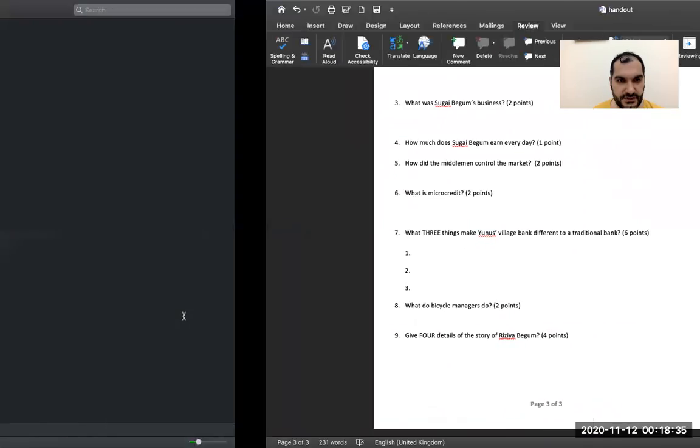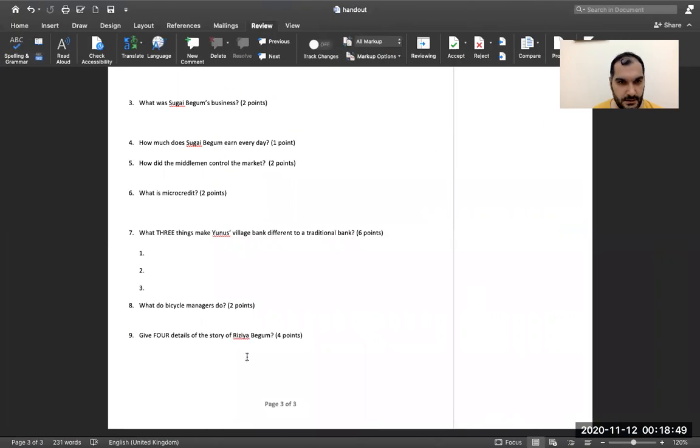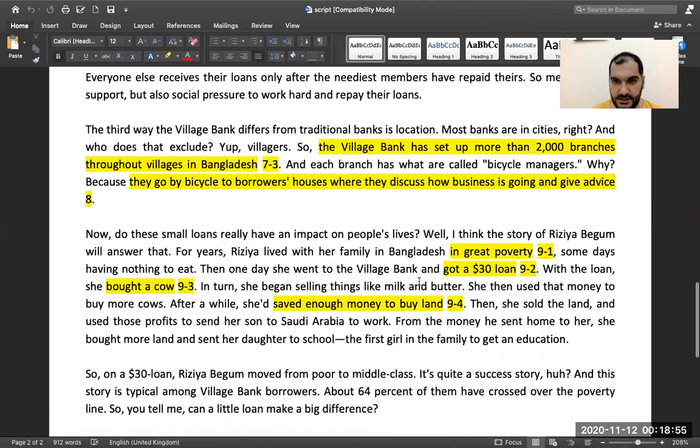And what do bicycle managers do? The bicycle managers go by bicycle to borrowers' houses where they discuss how business is going and give advice. And give 4 details of the story of Rizia Begum. One detail is she and her family lived in great poverty, and she got a $30 loan, and she bought a cow, and she saved enough money to buy land.